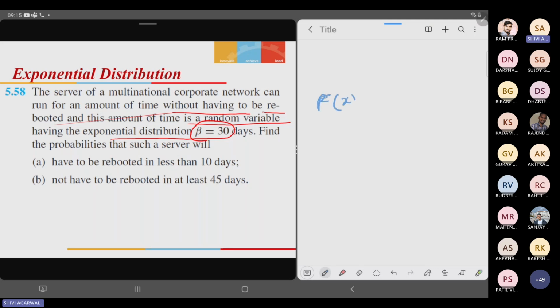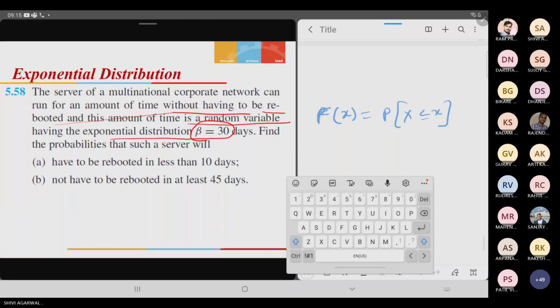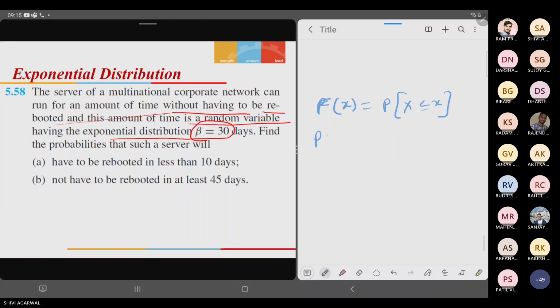F of x is what? Probability when X is less than or equal to small x. Mr. Bishnu, did you forget the concept which we have done? So probability X is less than or equal to 10 means what? F of 10. So where x is coming there, that is 1 minus e to the power minus x by beta. So that is 1 minus e to the power minus x, where x becomes 10 and beta is 5. Now got it, Mr. Vishnu?